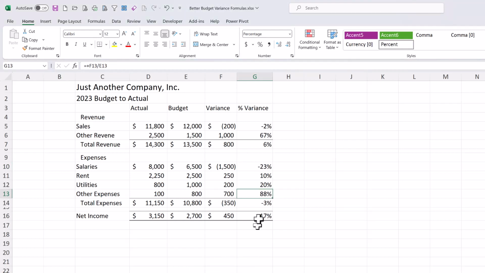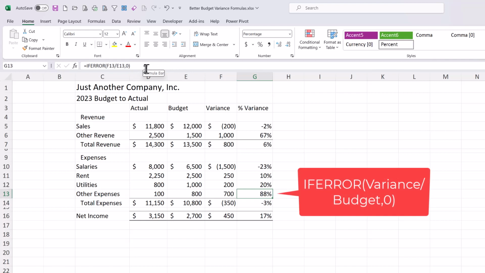So it seems simple enough. It works in anything in this column. The problem is going to be division by zero. So if your budget is zero on any line, you're going to need to include an IFERROR function there, and it's going to look something like this.